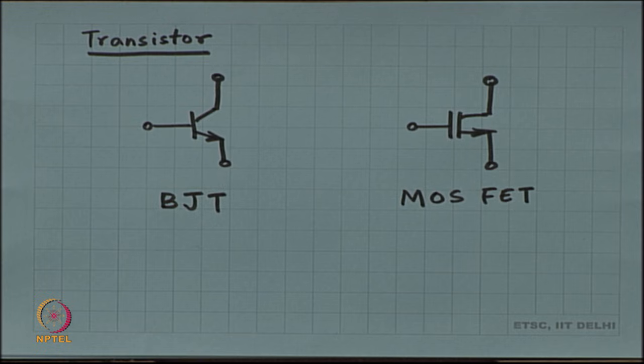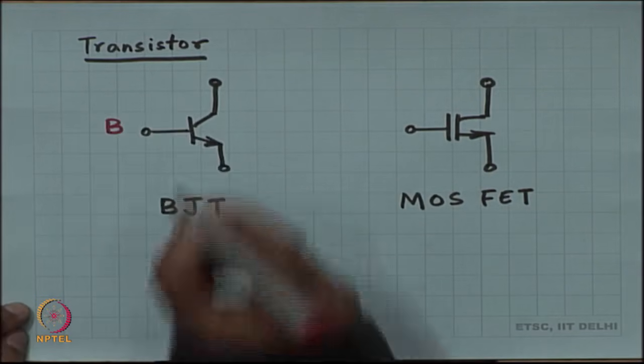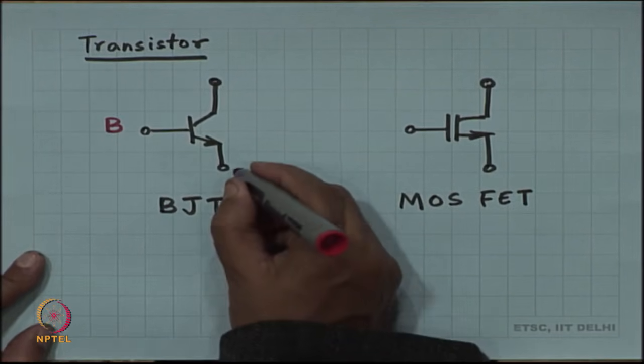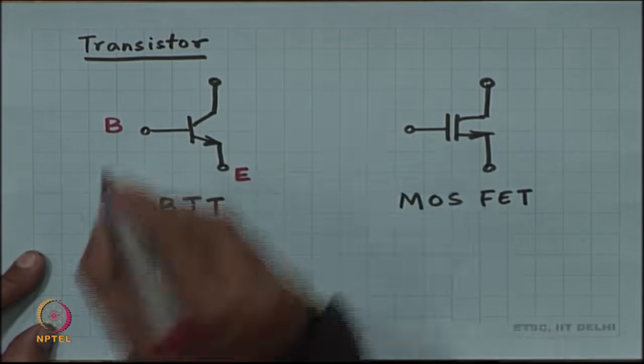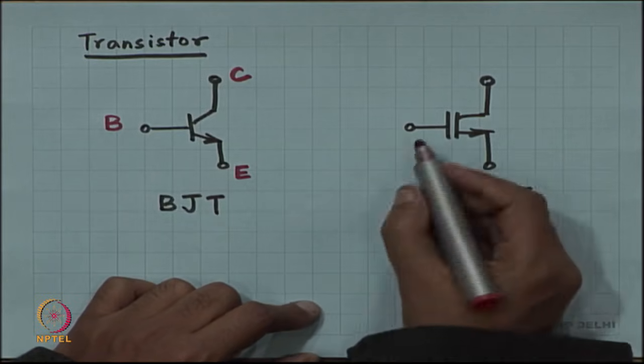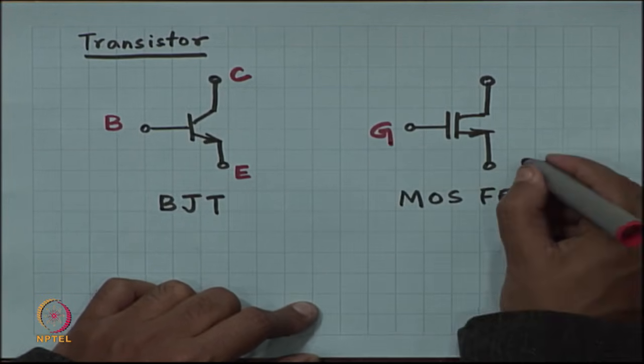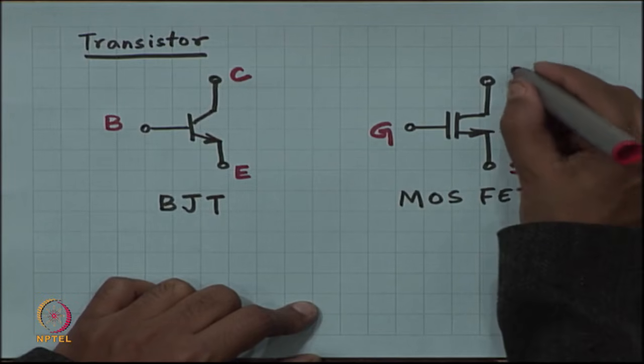Okay. So, I have drawn the symbols so far for the BJT and the MOSFET. These are both transistors, right. This terminal is called the base, the emitter and the collector, and similarly in the MOSFET this terminal is called the gate, this is the source and the drain.